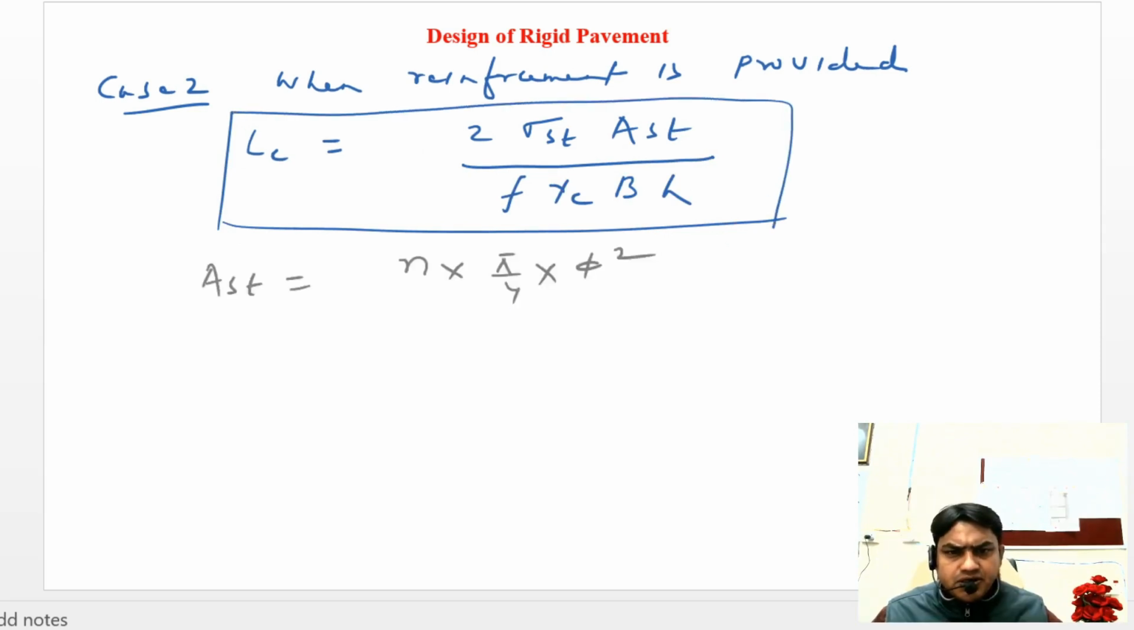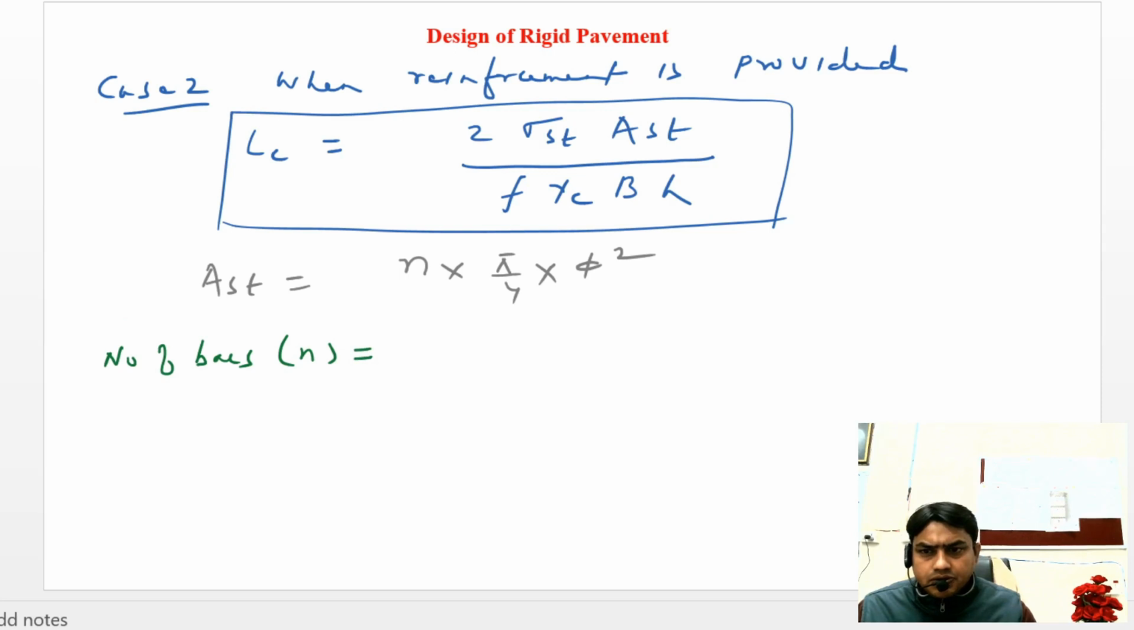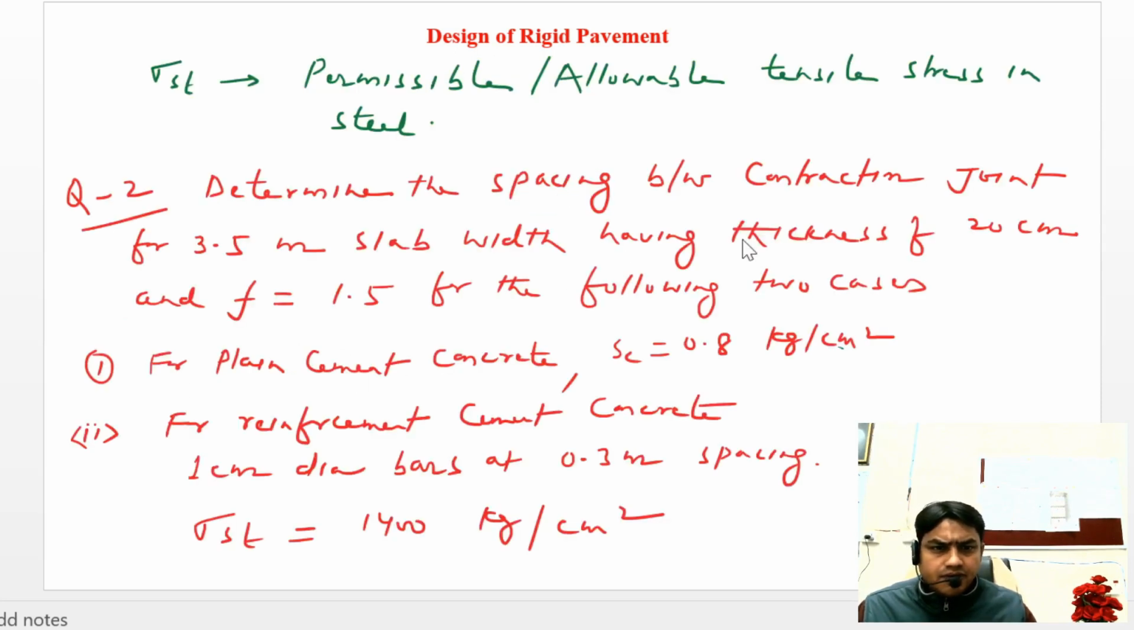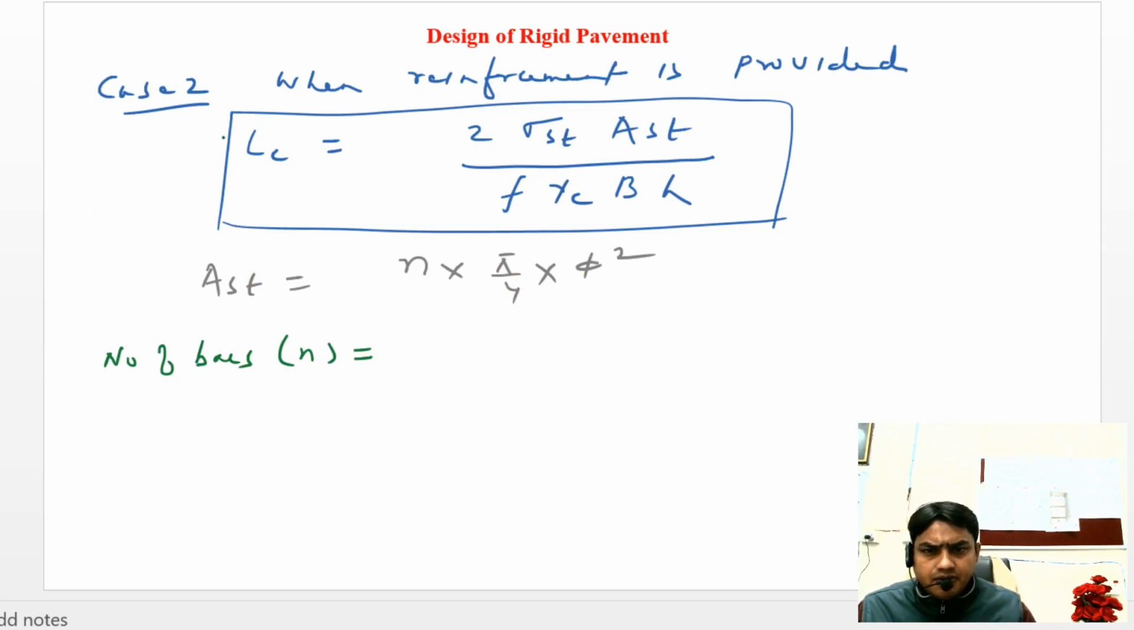So when reinforcement is provided, we can compute the length of contraction joint by this expression, and AST can be computed, where N is the number of bars and phi is the diameter of bar. Firstly we have to compute the number of bars. N is equal to the 3.5 meter slab width divided by the spacing.